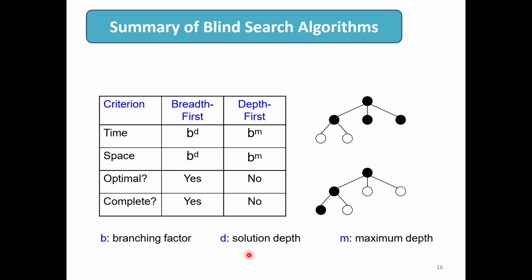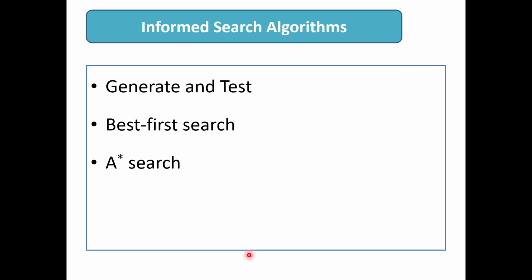So this is a summary of blind search algorithms. Here we compare time-wise, space-wise, optimal, that means the good solution, and complete, whether you got that solution. So we can have this BFS, DFS comparison. The next one is about informed search algorithms. Informed search means that with some prior information or past history, we proceed to search for the solution.